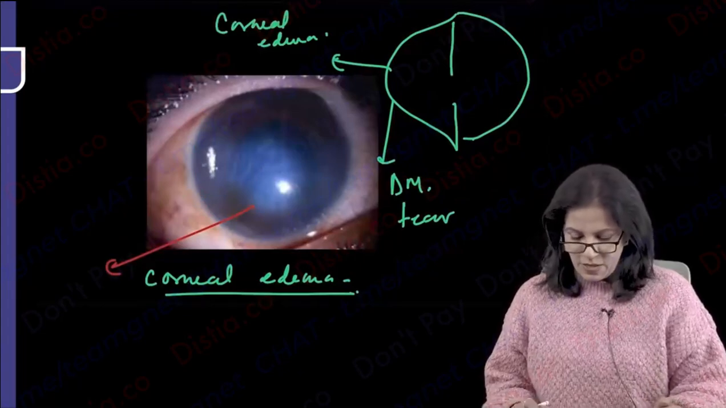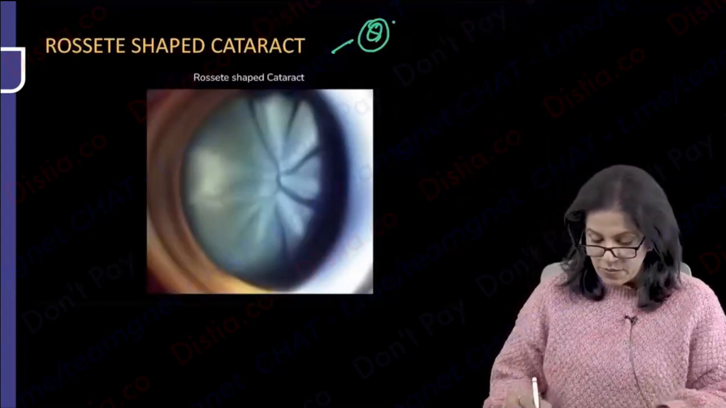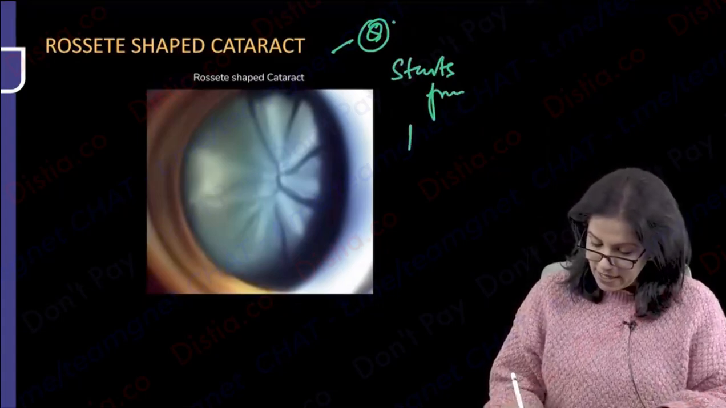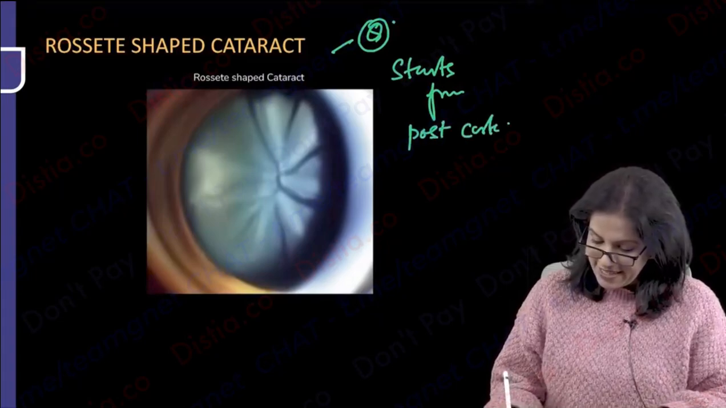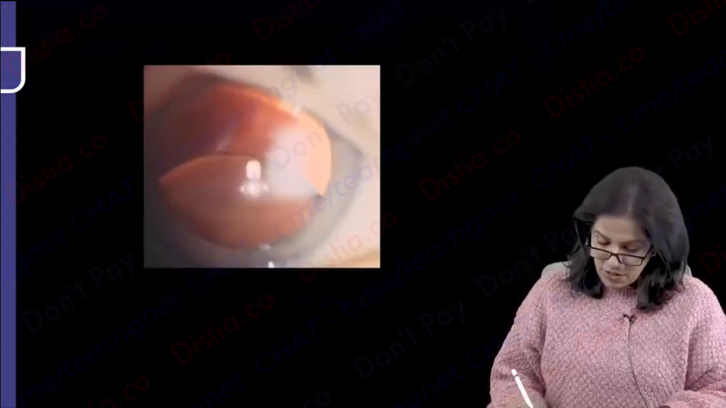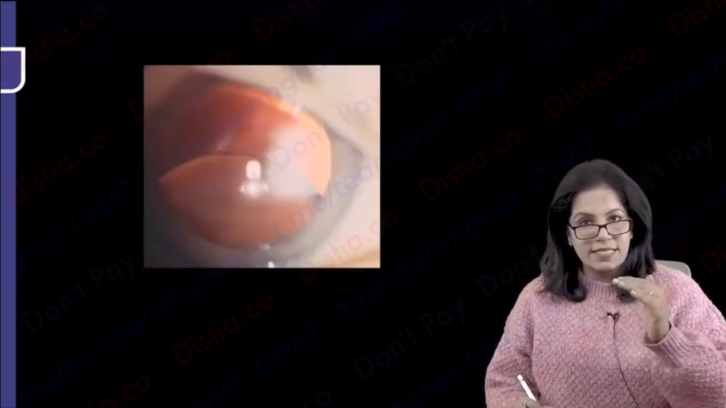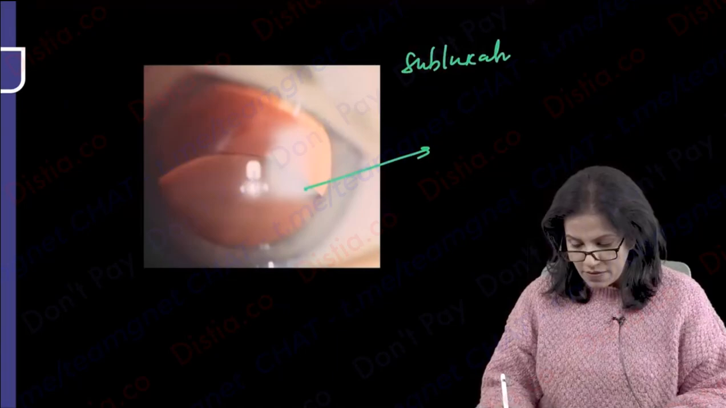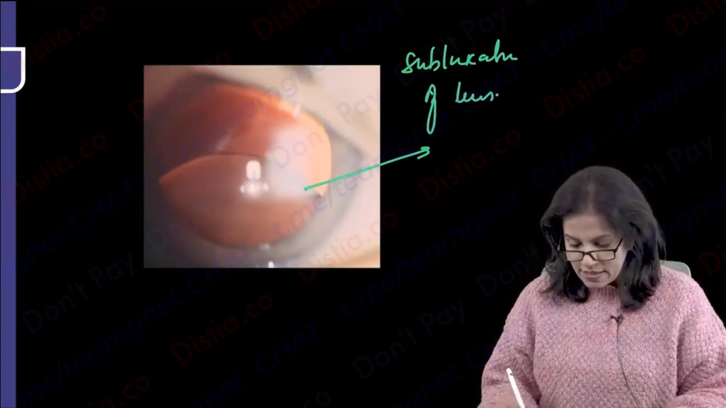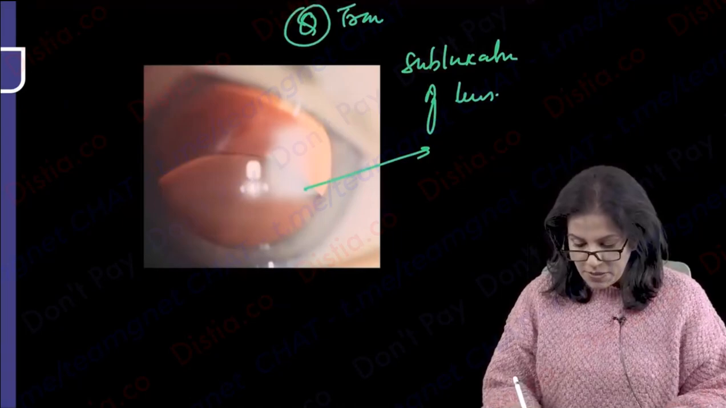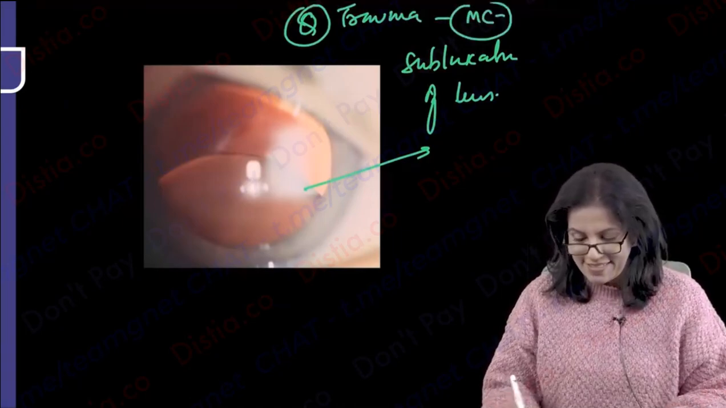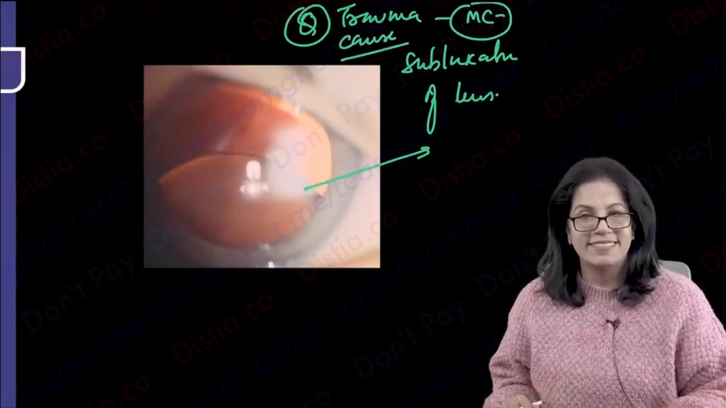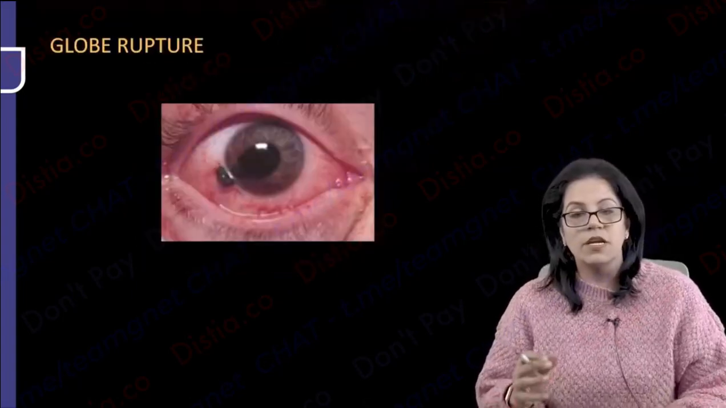Okay. What is the next feature after rosette shape? Another question in rosette shape, it starts from posterior cortex. I have discussed this earlier as well. What next? Can you see here? The lens is subluxated downwards. So next thing due to blunt trauma can be subluxation of lens. Again, exam question: most common cause of subluxation of lens is blunt trauma. Got it?